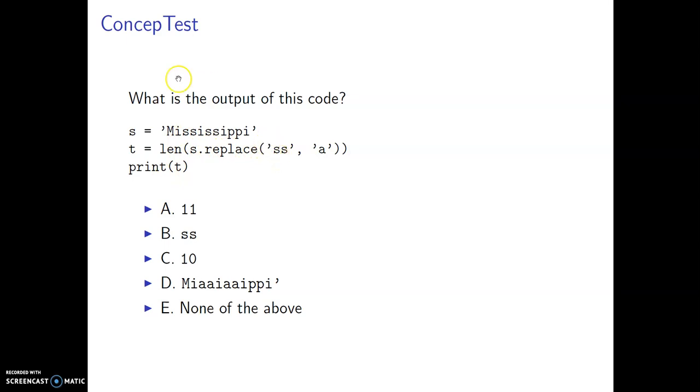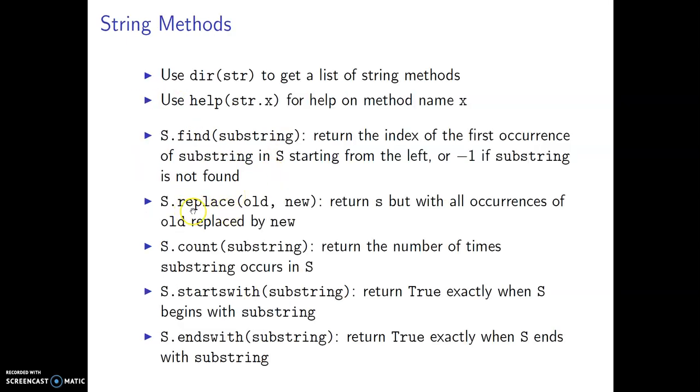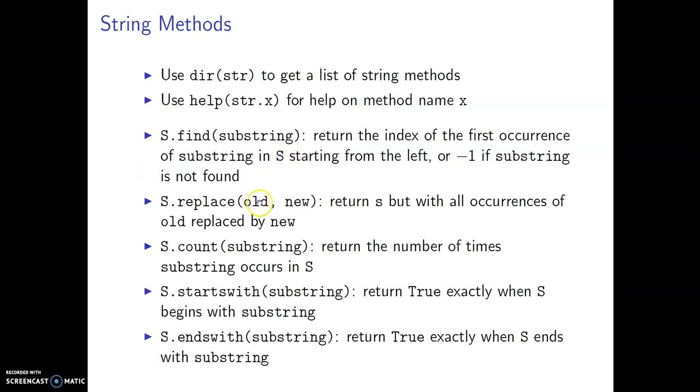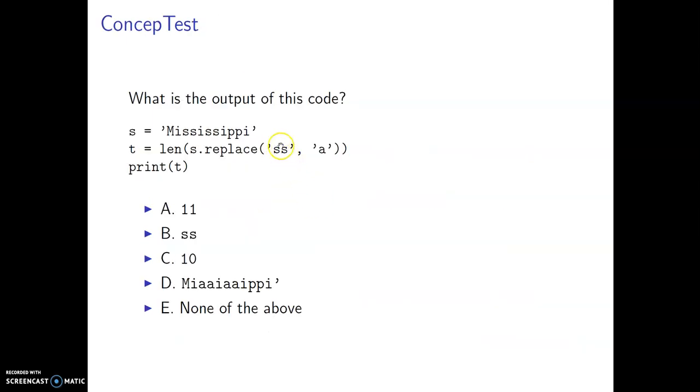MISSISSIPPI, Mississippi. Remember I promised you we were going to try that one out. Replace. So s.replace. So here's our object, S. S is not part of the function or method name. The method name is replace. Our object is S. Okay, remember it goes old, comma, new. So we're going to take every instance of SS and replace it with an A. All right, so let's count Mississippi. I think it's 11: 1, 2, 3, 4, 5, 6, 7, 8, 9, 10, 11. Yes. So Mississippi should be 11.